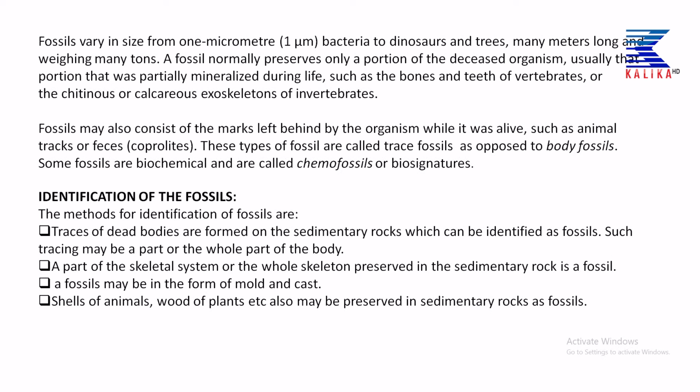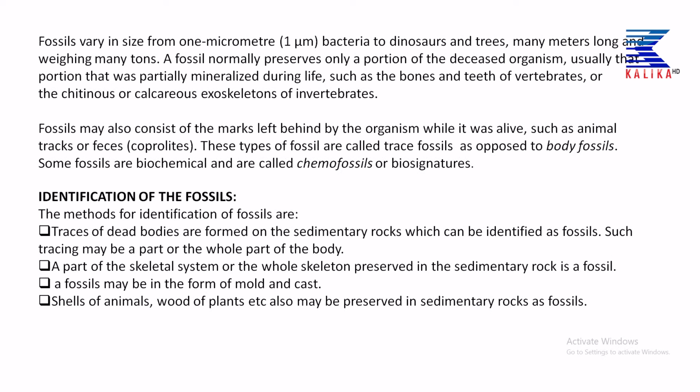Any types of animals and plants can get fossilized if the process of formation of fossils is followed. A fossil normally preserves only a portion of a deceased organism, meaning dead organisms. As I told you, some materials get decomposed in the presence of oxygen, and the undecayed part gets preserved. That preserved part changes into the fossil.